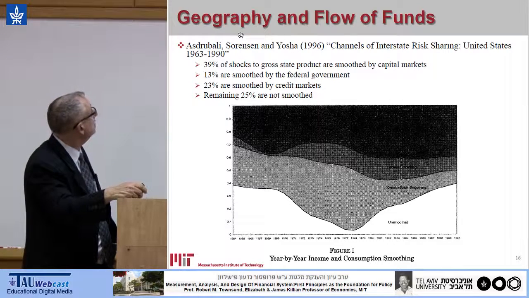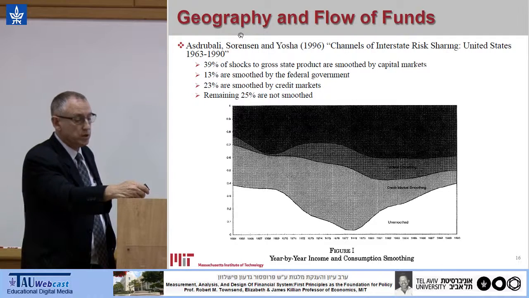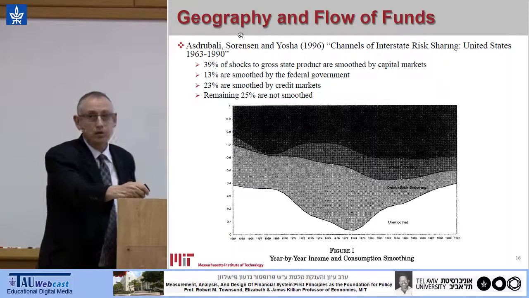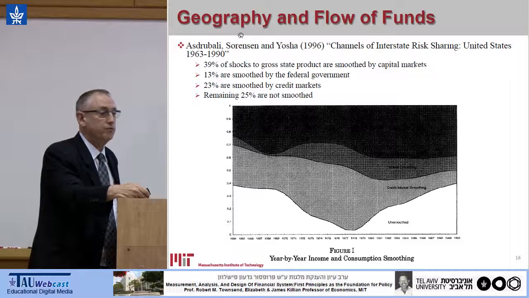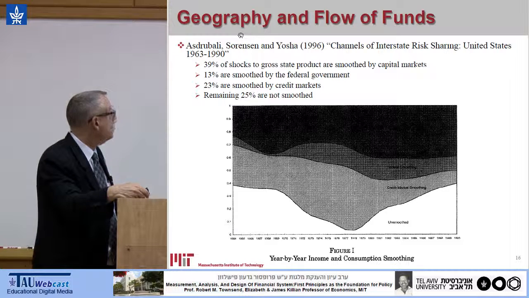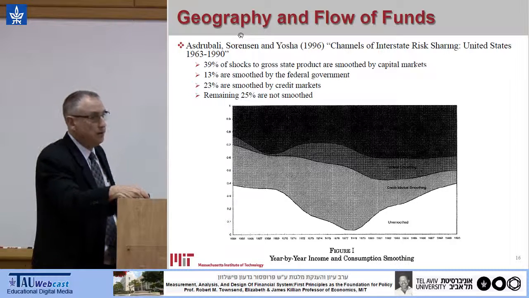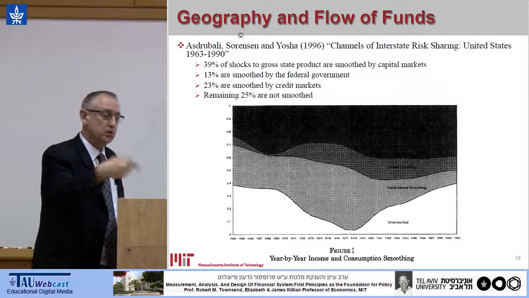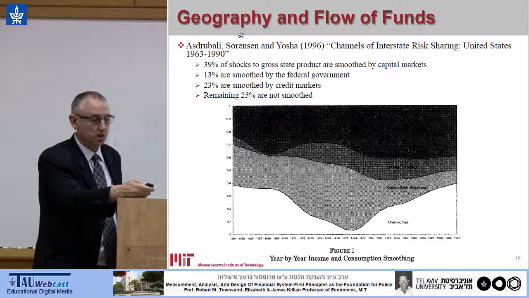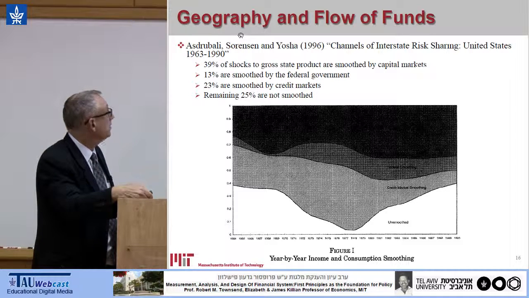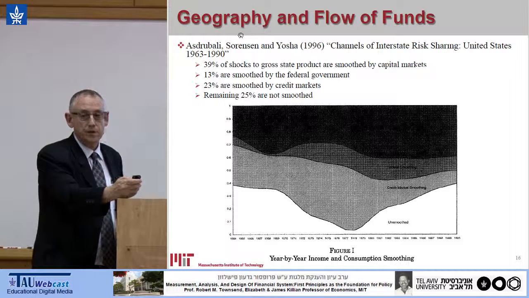If you go back, Asdrubali and co-authors wrote this paper in 1996, which they called The Channels of Interstate Risk Sharing. This is kind of interesting because it's cross-state flows and how much happens due to borrowing and lending, how much happens due to capital flows, and so on. It would be even more interesting if I showed you what they did state by state, because it conjures up the underlying economics of what these states are doing.